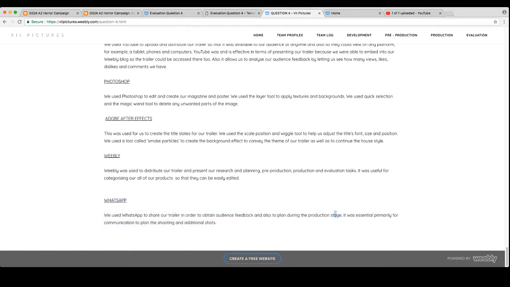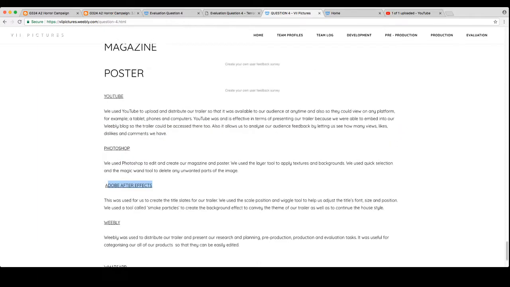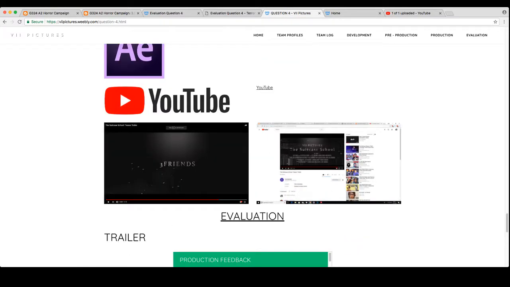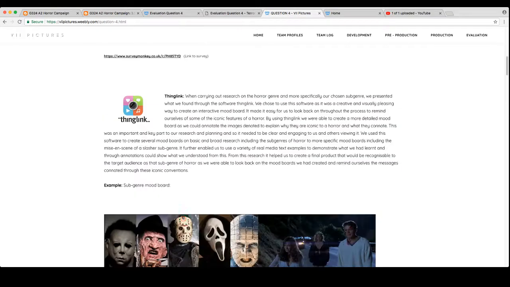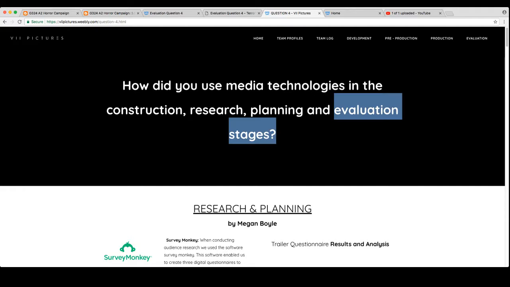And you talk about the production stage. It's not. It's the evaluation stage. Again, you talk about smoke particles. We're not. We're talking about how you've used this during the evaluation stage, etc., etc. So where it says evaluation, this is about the evaluation stage, as indeed the question says evaluation stage.